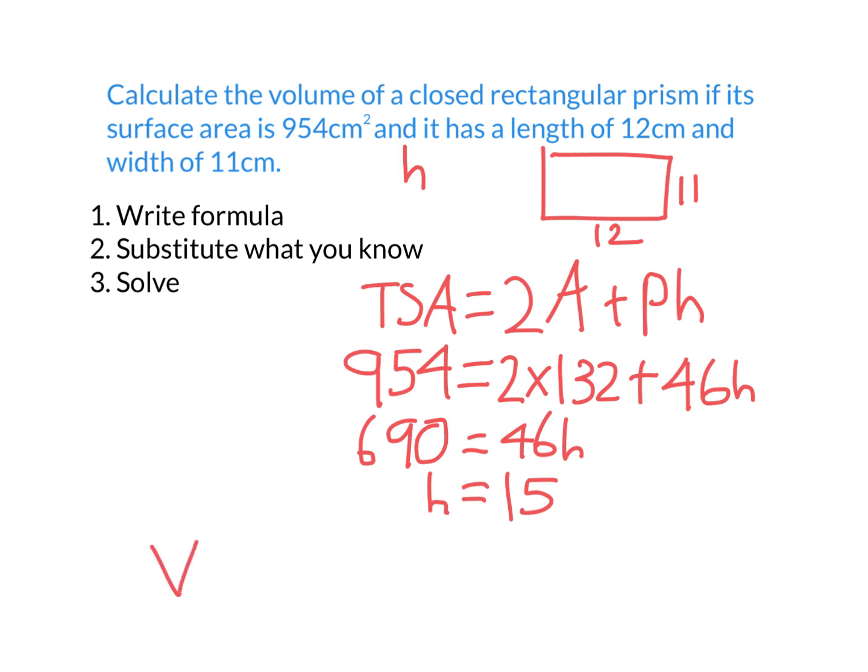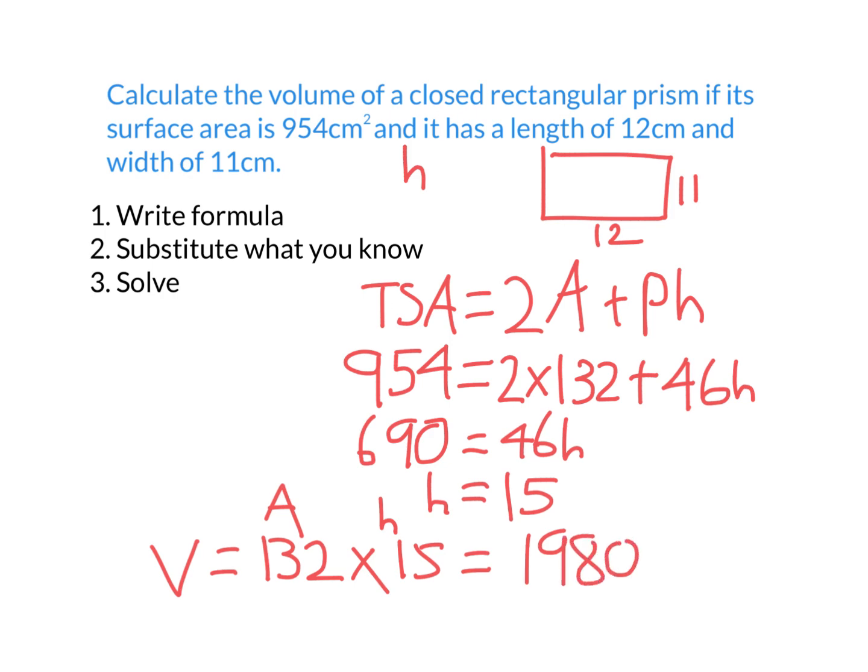So the volume is just going to be the area of the base, which we figured out was 12 times 11, 132. That's A, and now we're going to times by H, now that we know it. So you can put that straight in your calculator, get 1980, because its volume is cubic units and everything was in centimeters. It will be 1,980 centimeters cubed, which is 1.98 liters.